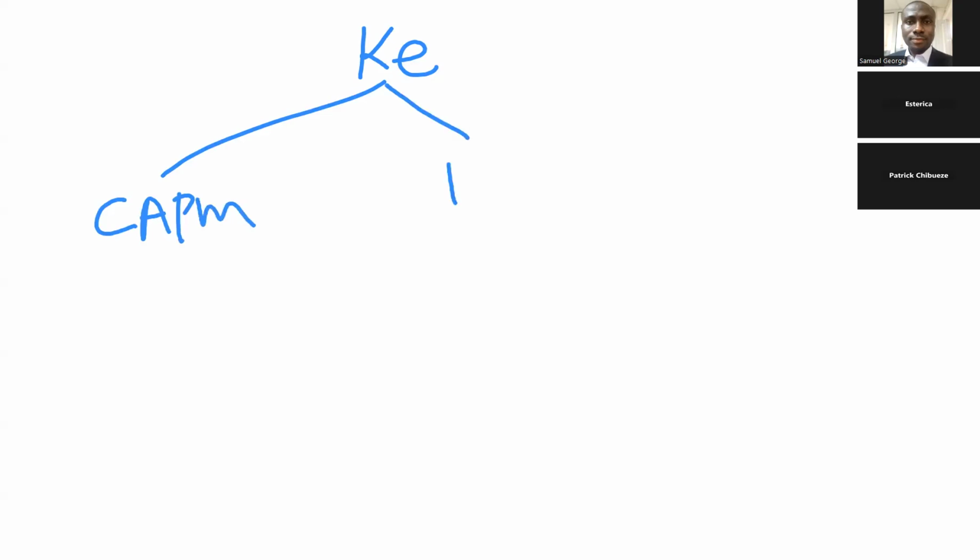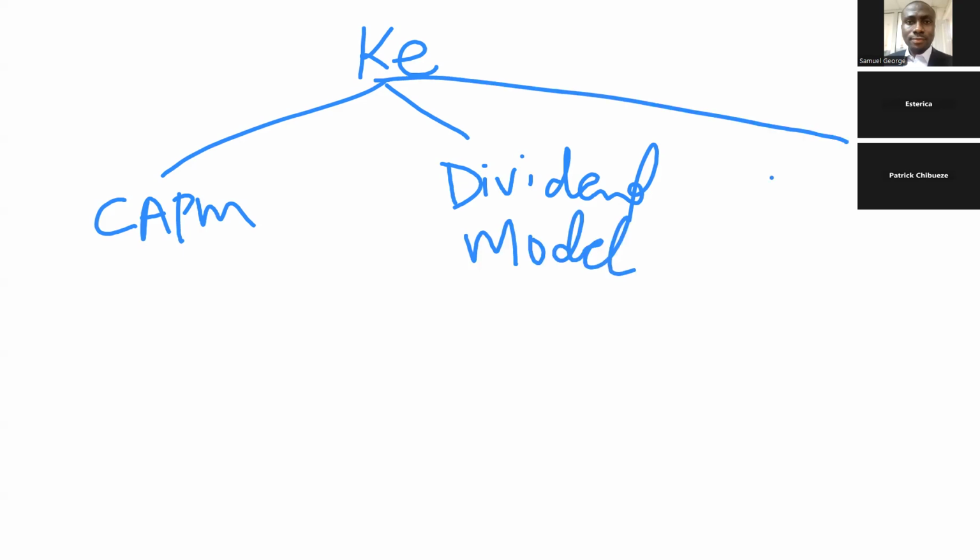Okay, so to calculate cost of equity, remember I already said that, we use three methods to calculate KE, which are CAPM, dividend model, and Miller and Modigliani model.